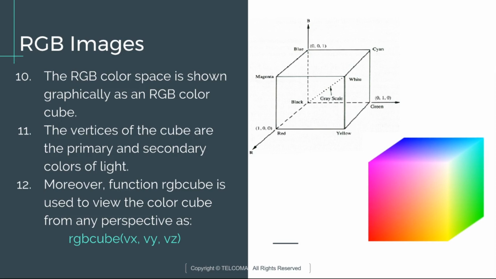To view the color cube from any perspective, you can use the custom function RGB cube as shown here. So typing RGB cube and in parenthesis Vx, Vy, Vz at the prompt produces an RGB cube on the MATLAB desktop viewed from point Vx, Vy, Vz. The resulting image can be saved to the disk using function print.